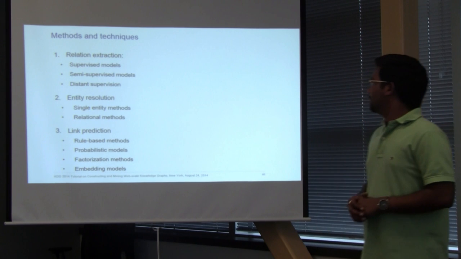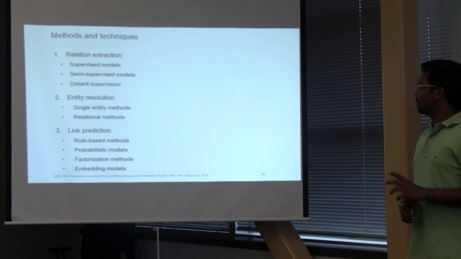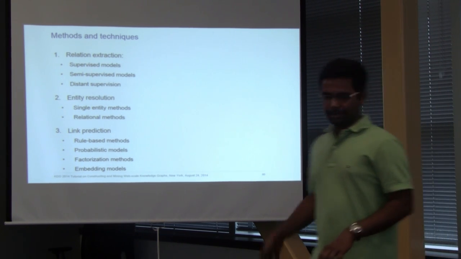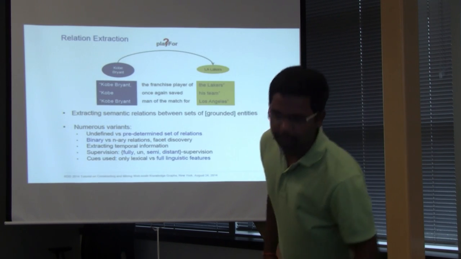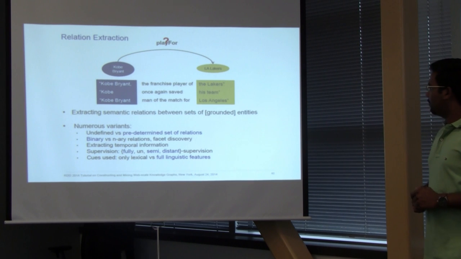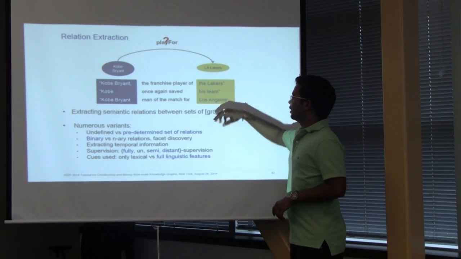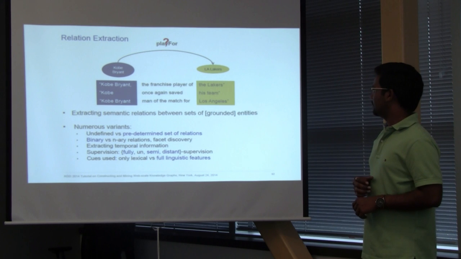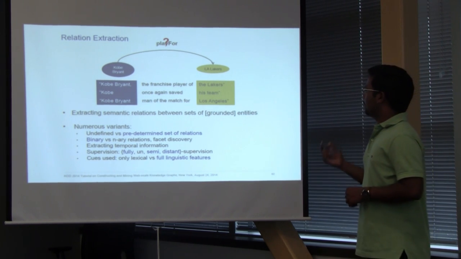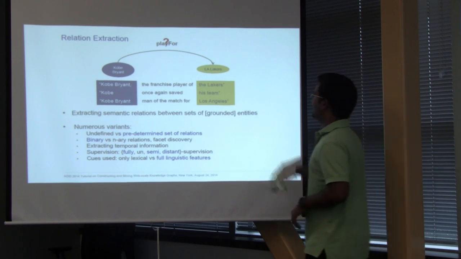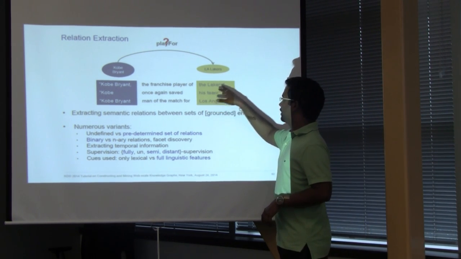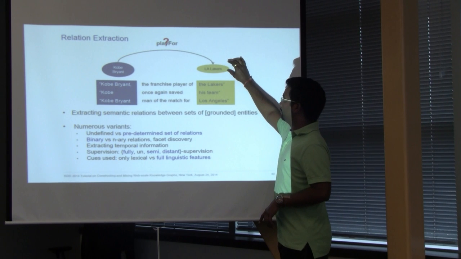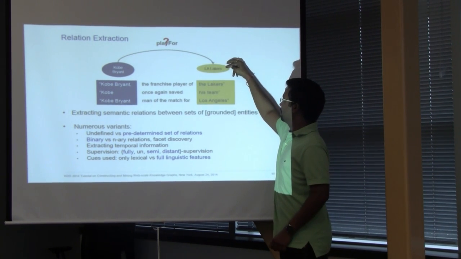I'll be talking about the techniques from supervised mode, techniques to solve challenges in relation extraction and entity resolution. I'm leaving the link prediction part. So what is relation extraction? If you have three sentences like this: Kobe Bryant, the fantasy player of the Lakers. Kobe once again saved his team. Man of the match for Los Angeles. From these three statements, there are two entities, Kobe Bryant and Lakers, his team, and Los Angeles. So how do we infer that he is playing for the LA Lakers?